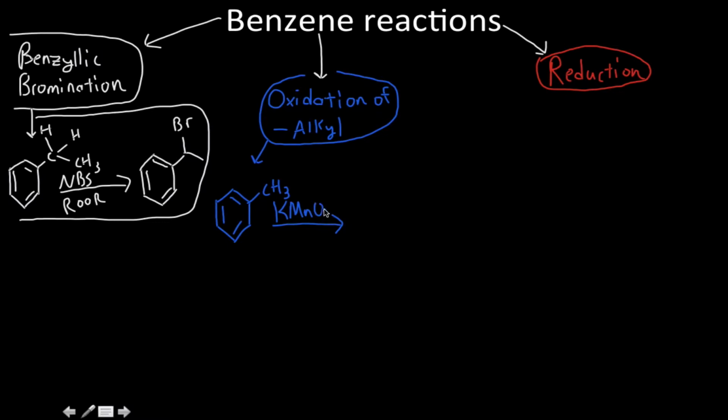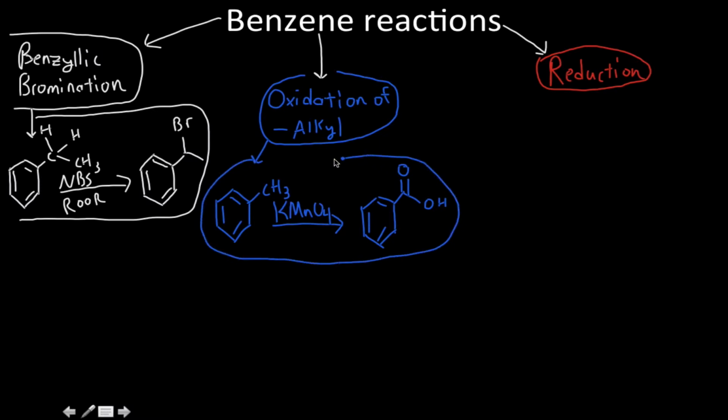I just go ahead and treat it with some classic potassium permanganate, and what I get is a carboxylic acid attached to my benzene ring. So cool. This will cut any carbon-hydrogen bond pretty smoothly.